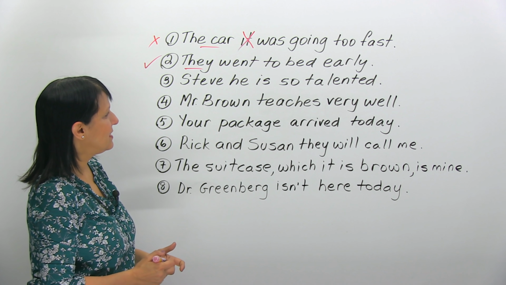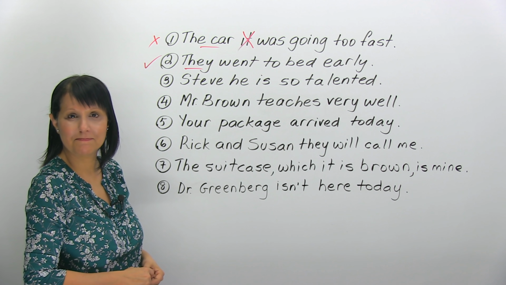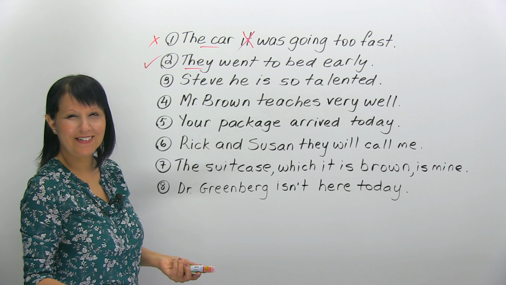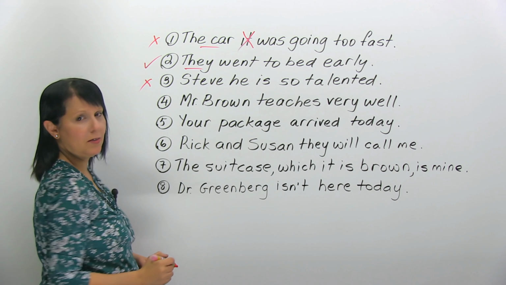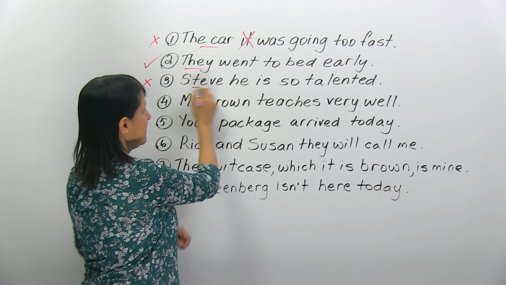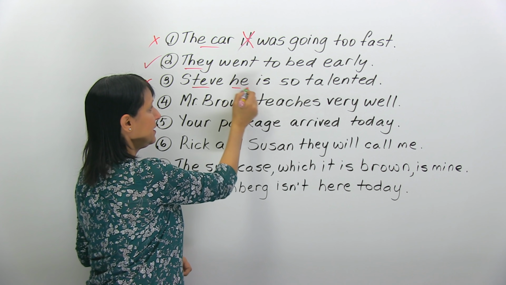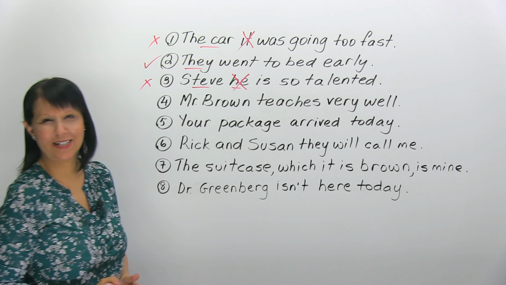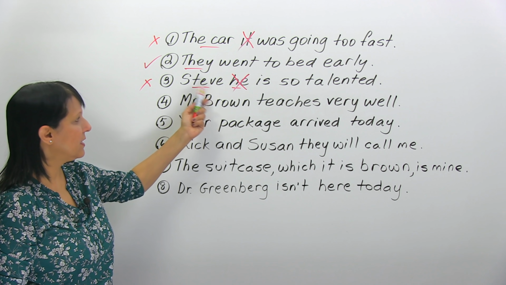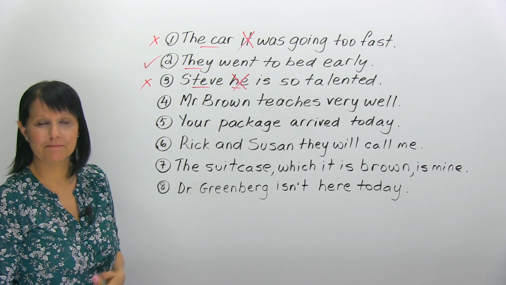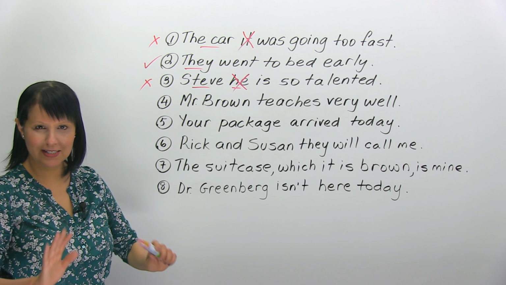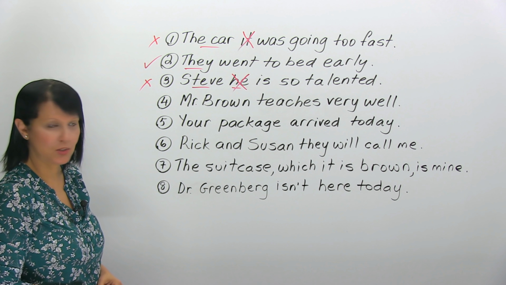Number 3, Steve, he is so talented. Right or wrong? That one is wrong. Why? Subject, Steve, and another one, repeated, he, wrong. Okay, so let's take that out and make it correct. Steve is so talented. Up here, the car was going too fast. Okay, one subject, nice and clean. No repetition of the subject.